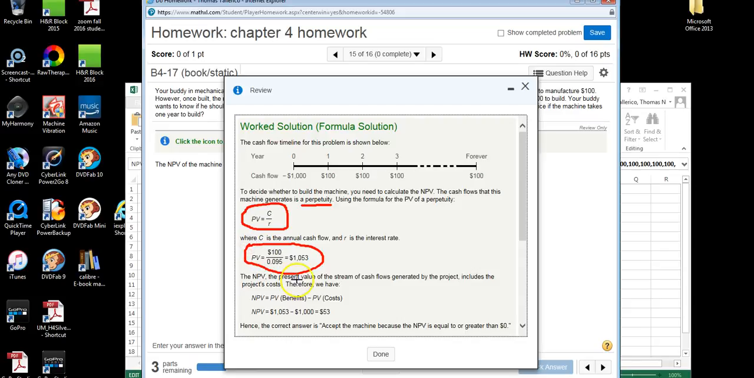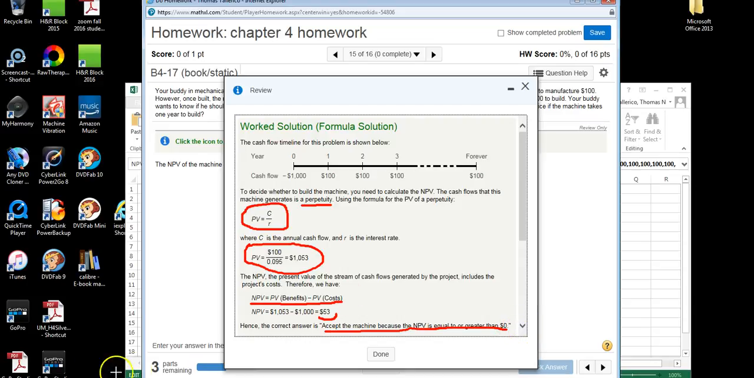$1,053. If I then use the net present value equation right here, where I subtract the 1,053, the present value, from the original $1,000 that I paid, it comes out that I'm going to make a positive $53. So the correct answer is accept the machine, because the net present value is greater than 0.